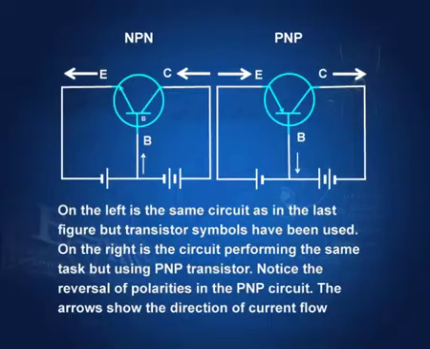Here again is the circuit. To clarify matters, we have here NPN, here we have PNP. You can see the polarities here are reversed, otherwise there is no change. Okay. The arrows show the direction of current flow. Here the current flows like this, goes into the collector. Here the current goes out of the collector, because it is a PNP transistor.